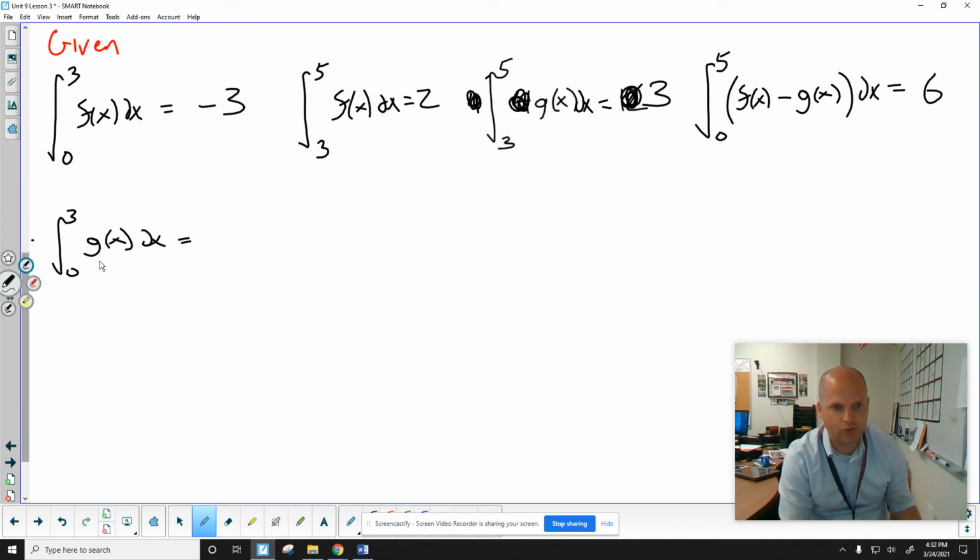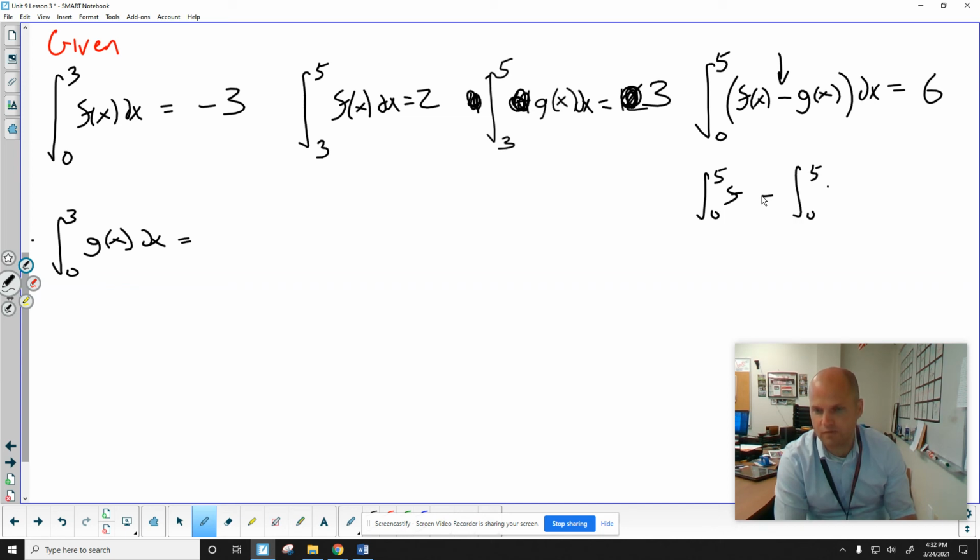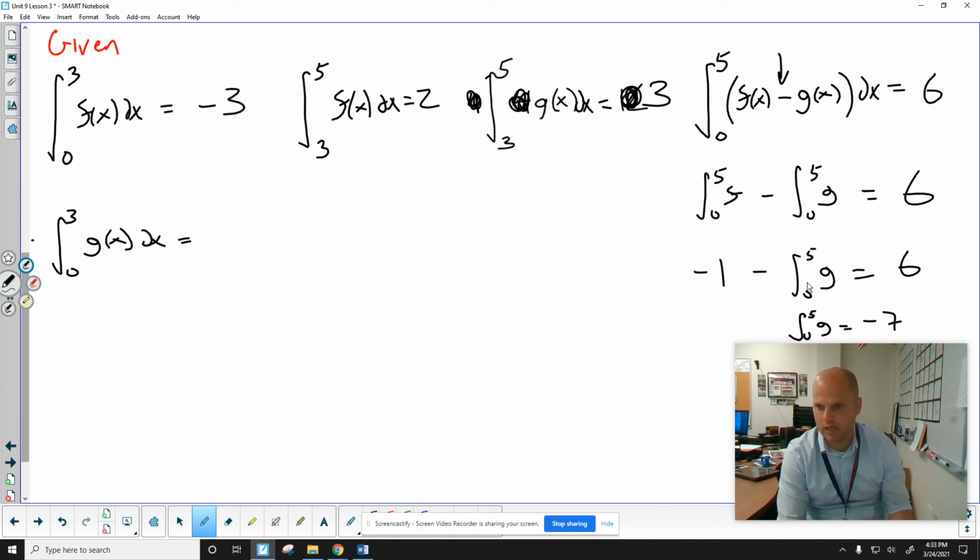Ready? 0 to 3 of g. Here's what a lot of my students did. They're like, I got 0 to 5, I got 3 to 5. A lot of my students, and this is not the way that I did it the first time, said, let's split this one up. 0 to 5 of f minus 0 to 5 of g has to equal 6, right? Well, I know 0 to 5 of f was negative 1. So negative 1 minus 0 to 5 of g has to equal 6. Okay, add 1, take the opposite. 0 to 5 of g has to equal negative 7, right?